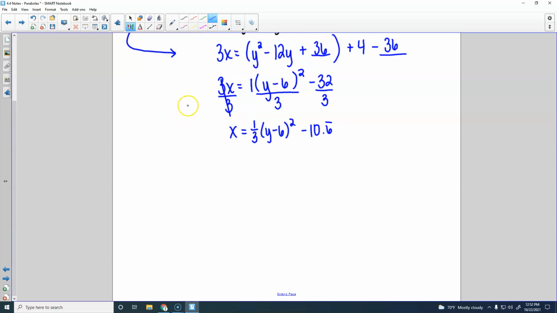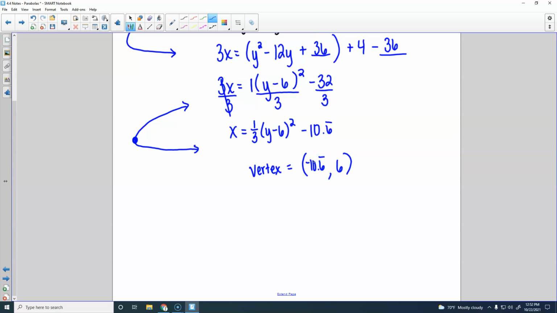Okay, so I'm going to draw this down here. So, like I said, this opens to the right. So we'll have a vertex here. Who can tell me the vertex? Okay, 6 is my y-coordinate. Good. Negative 10.6 repeating is my x-coordinate. Very good.